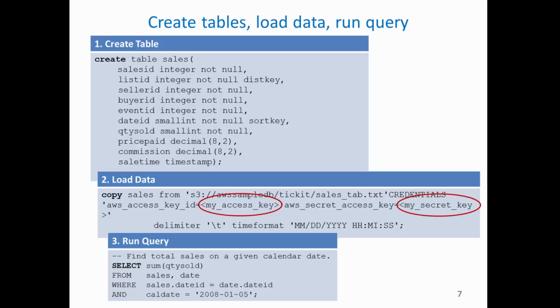To create the tables, we used a standard SQL create command. But for loading data, Amazon recommends that we use the native SQL copy command. You have to provide your access key and your secret key to get the permission to transfer data from S3 to Redshift. And to run the query, you can use the standard select command to get your data output.